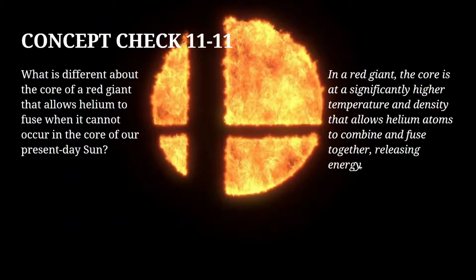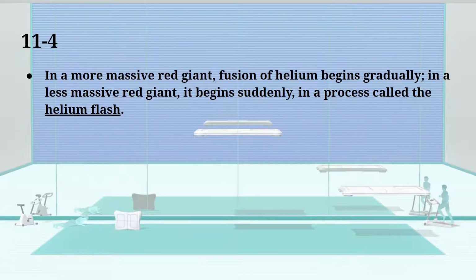And we see here in a red giant, the core is at a significantly higher temperature and density that allows helium atoms to combine and fuse together. Our sun is not there yet. It's only fusing hydrogen. It's not fusing helium yet. So then the question is, well, how do we know once we make that jump, right? How do we know once we're out of the main sequence into being a red giant? Is there a process? Is there like a literal moment, like now you're a red giant? And the answer to that question is it depends.